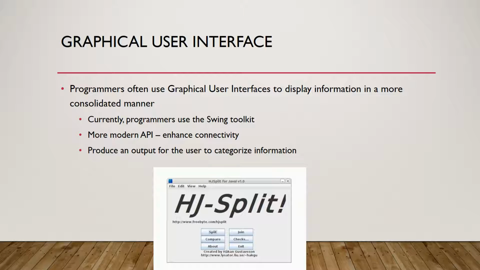So when you look at the whole concept of the GUI, again, it's an interface that's used to display information in a more consolidated manner, and also to produce output for the user to categorize information much more cleanly.